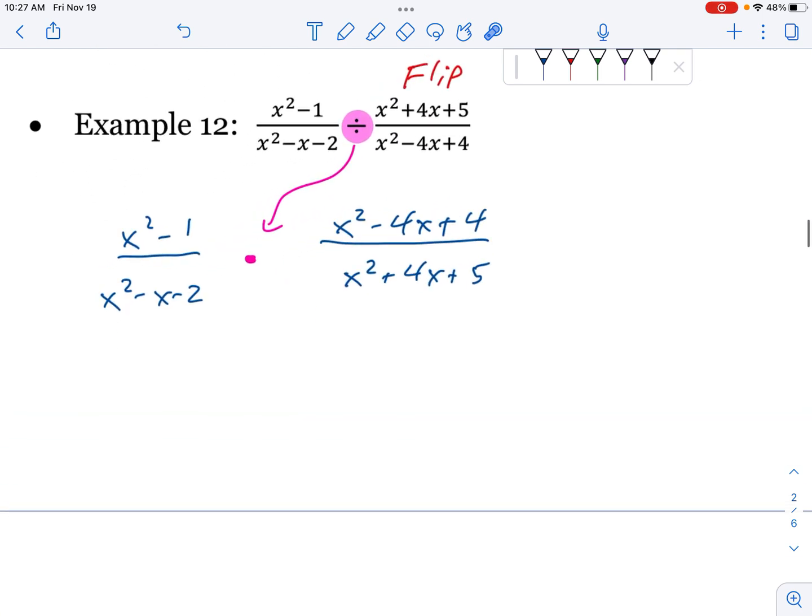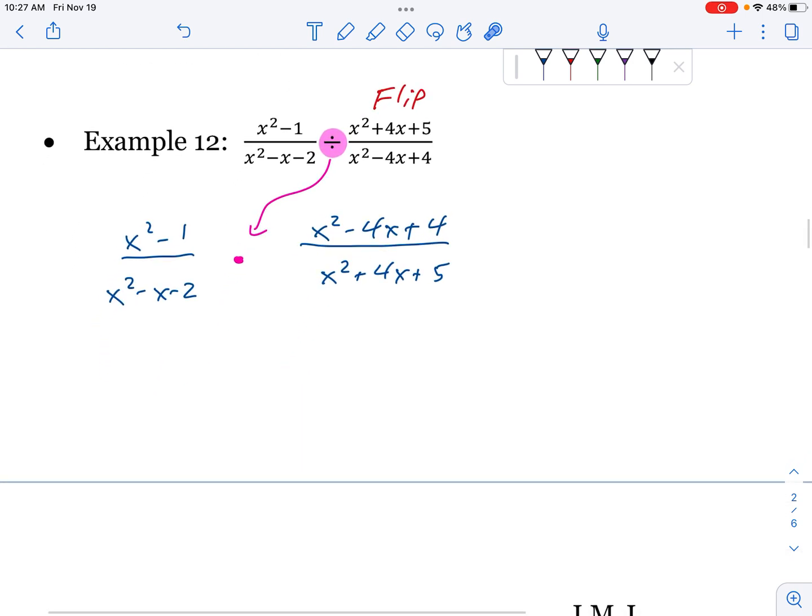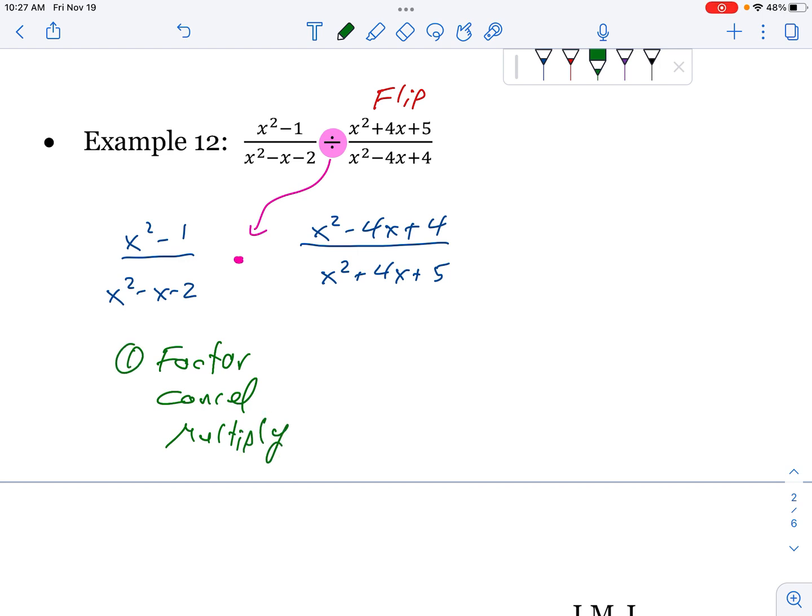So this is now a multiplication problem, which is why I don't really need to do this one too much. But the idea is the same. I'm going to factor, then cancel out what I can, and then multiply based on what's left. Okay, so let me factor each part. X squared minus 1. That should be very quick for us to do. I'm factoring it into x plus 1, x minus 1.